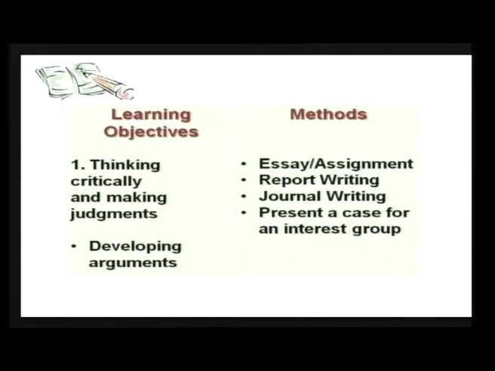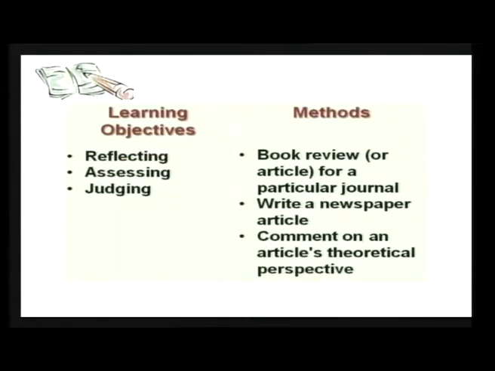So, thinking critically and making judgments is one. If this is the learning objective, then what kind of methods can you use? You can use essays, assignments, report writing, journal writing, and you can present a case for an interest group also. Other methods are book review or article, write a newspaper article, comment on an article's theoretical perspective. These are the methods which will help to assess whether the learners are reflecting, assessing and judging. So, all are related to critical thinking and judgment.